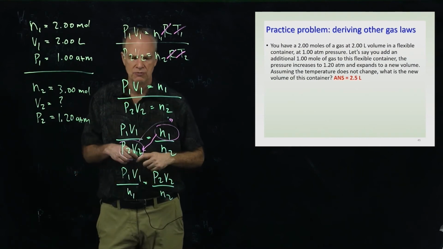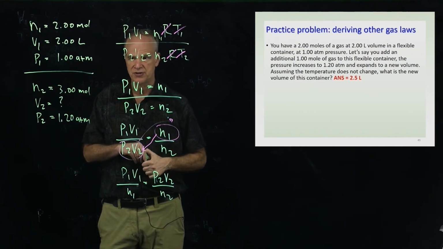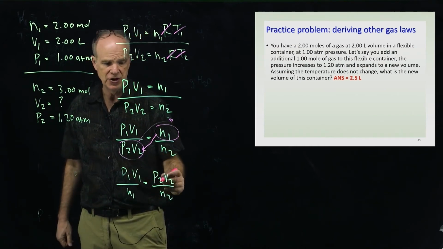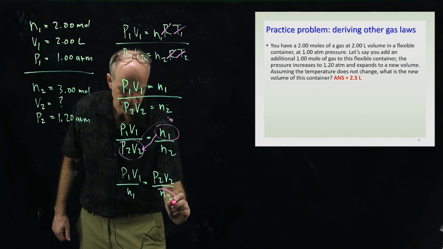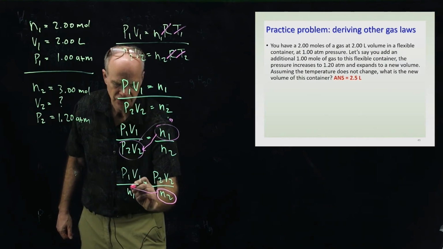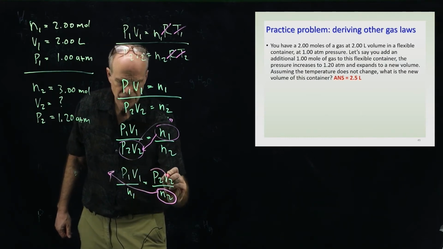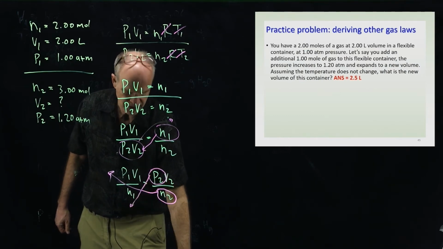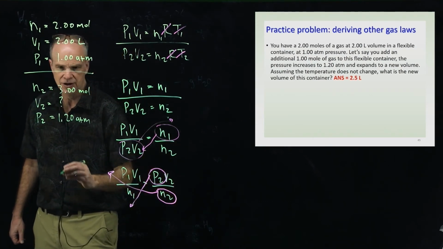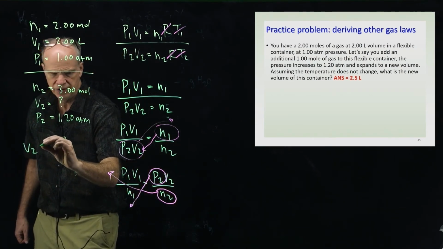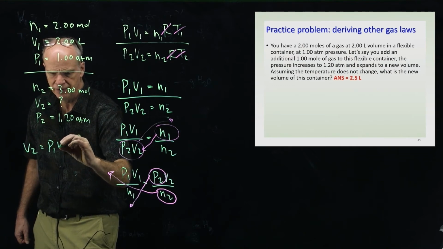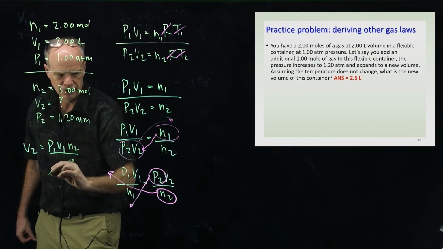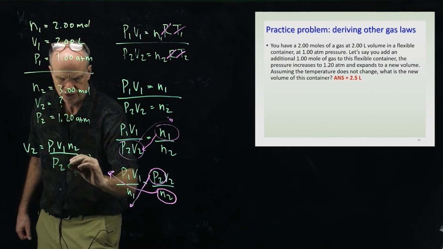Okay, so it looks like we can use the expression to solve the problem. What you would have to further do is solve this for V2. So I'm going to move the N2 over to the other side of the equal sign, where it goes in the numerator, and the P2 goes on the other side of the equal sign in the denominator. So what I get, I'm going to write this over here, is V2 is equal to P1 V1 times N2 over P2 times N1.